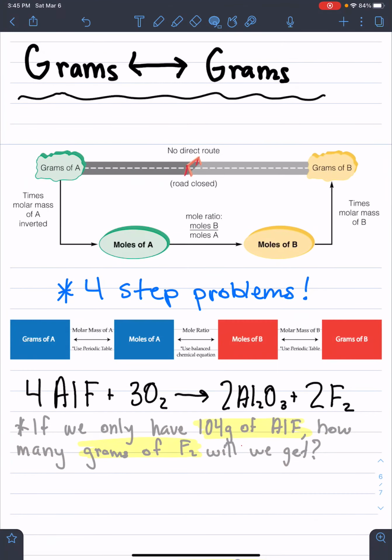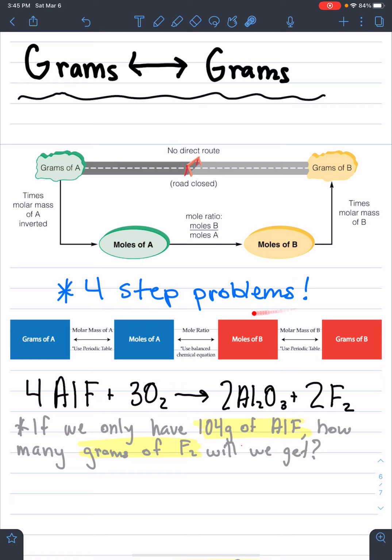Okay, so we've done lots of other work to get to this point, but we are at the point of finally going from grams of one thing to grams of another thing. These are going to be long problems. You'll see there's no direct route between these two. You have to go all the way around and do all these other steps to get to your answer.